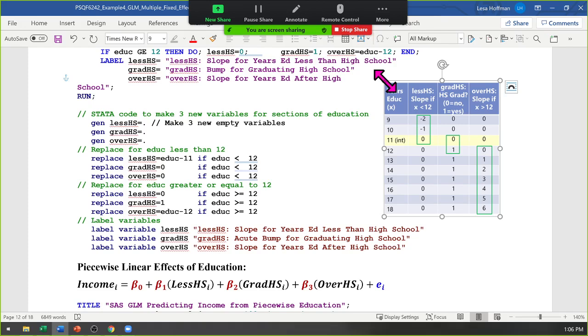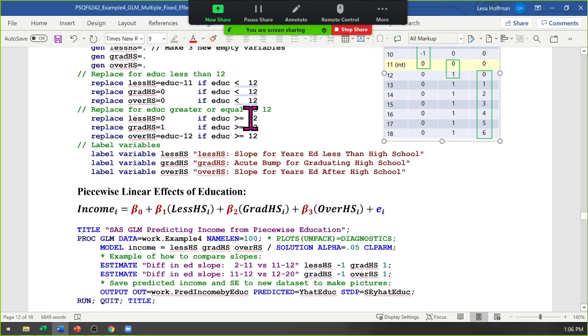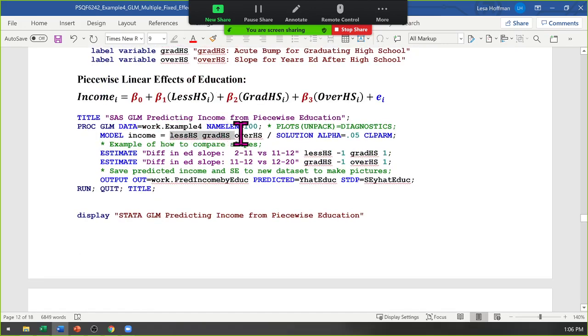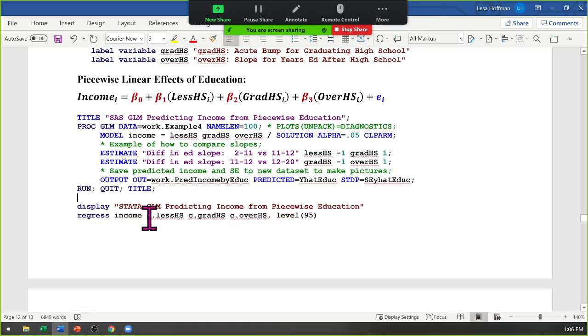Okay. So here's the result then. I'm putting in all 3 new predictors into the model. So here's SAS, and here's Stata. Note the original education predictor is not in here. The original education predictor was only used to create my 3 separate new predictors, and my 3 new predictors are what go into the model.